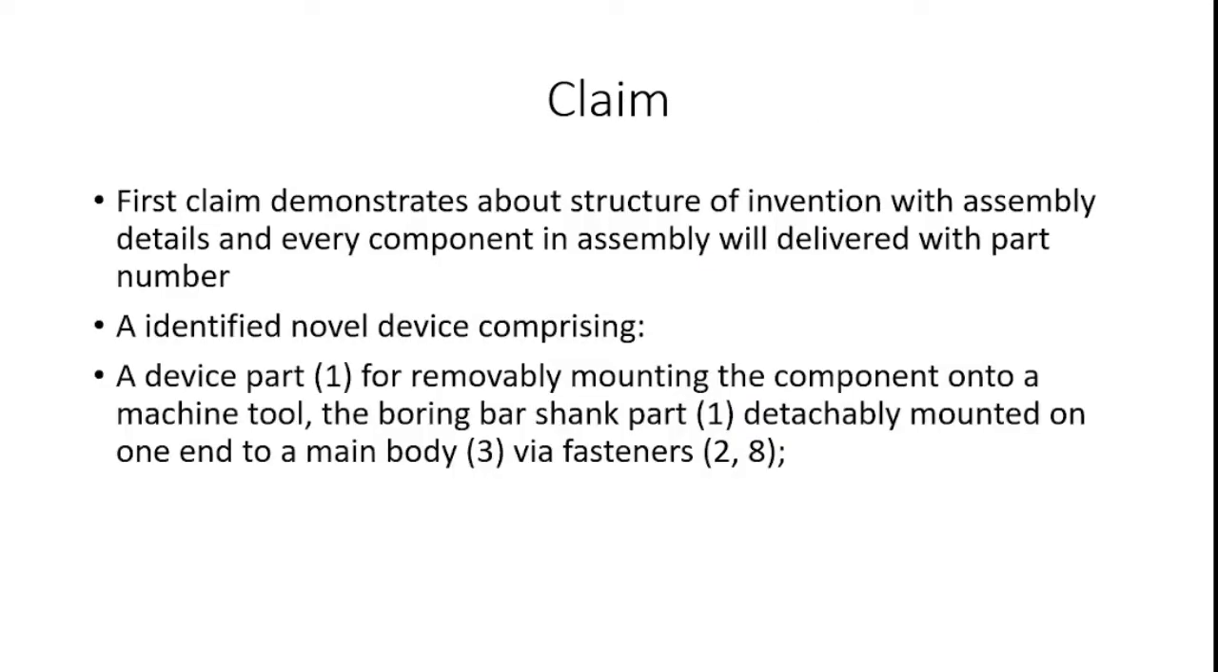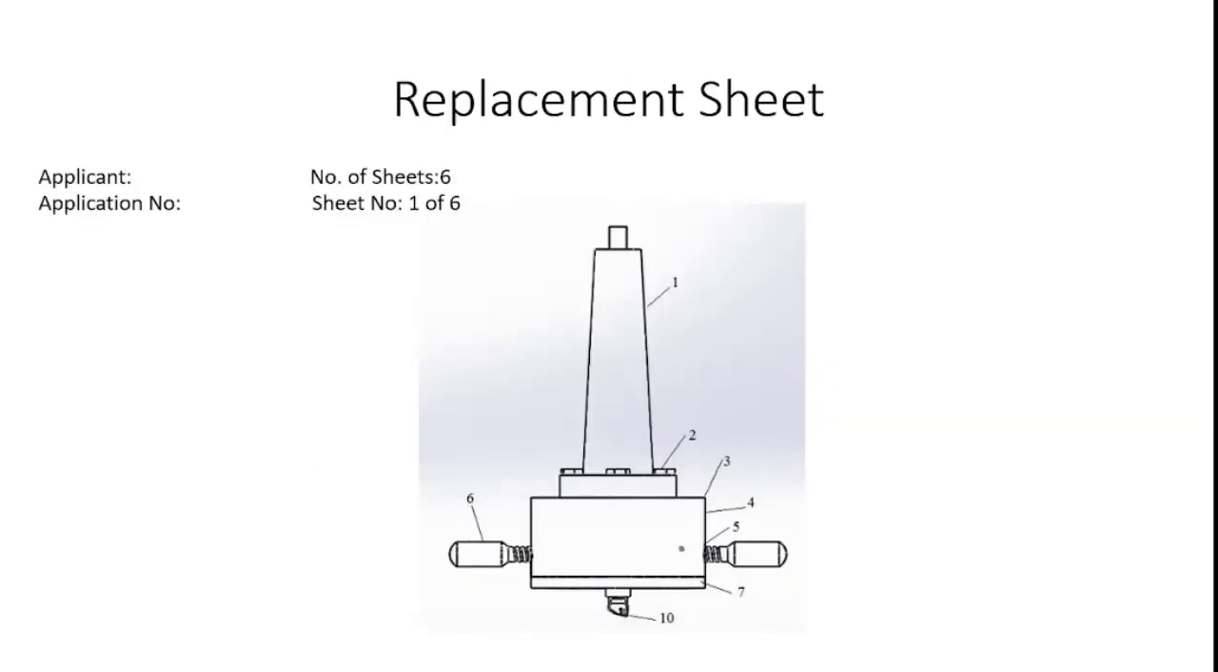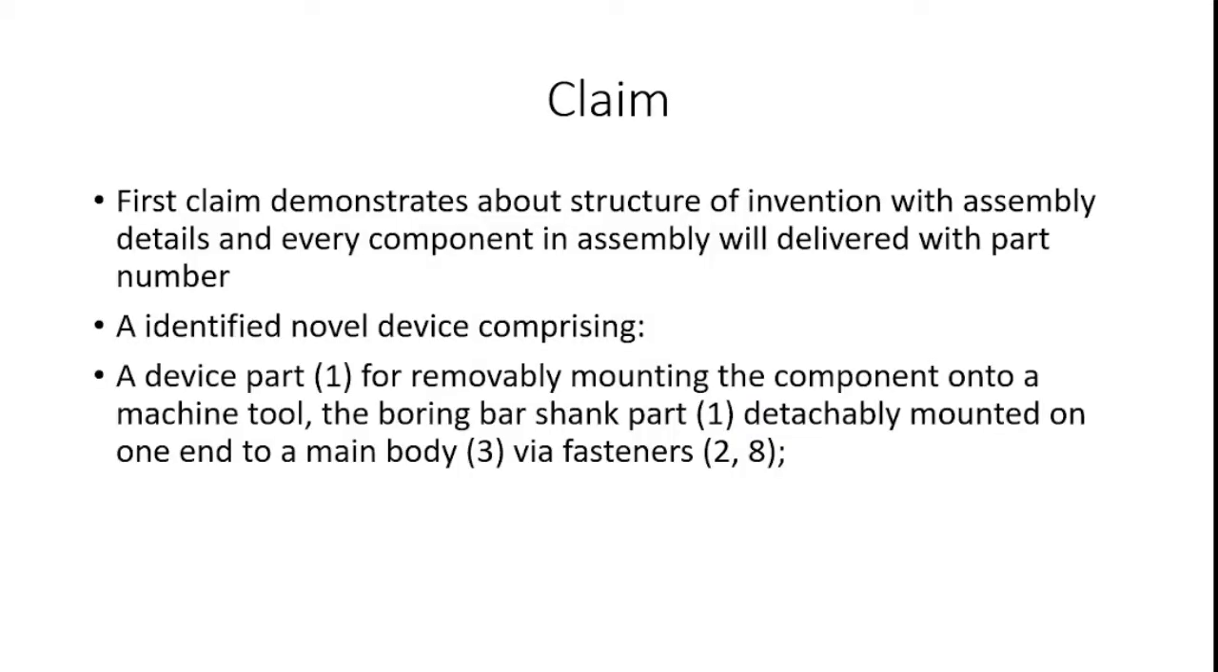After completing the replacement sheet, we can move to claim writing. How can I write the first claim? We always start with the first claim. The first claim always demonstrates the structure of our invention with the assembly details, and every component in the assembly will be delivered with the part number. So here you see n number of parts, which means here there are 10 numbers available. The 10 numbers show how the assembly is made with each other. Likewise, I can deliver the components with the first claim.